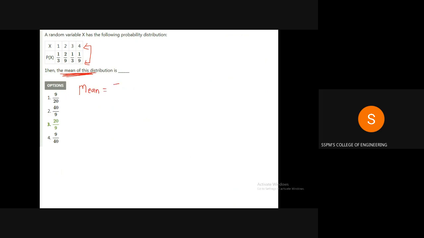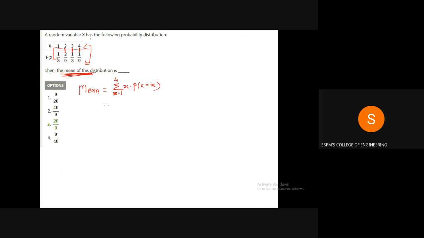Remember, mean is equal to the summation over x, where the values of x are 1, 2, 3, 4. So from x equal to 1 to 4, we have to just multiply x and p(x). These two terms we have to multiply, all of them, and then we have to add all of them.